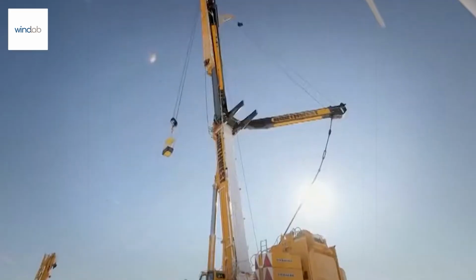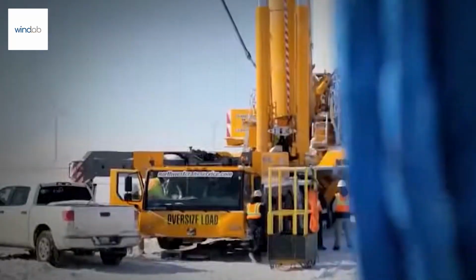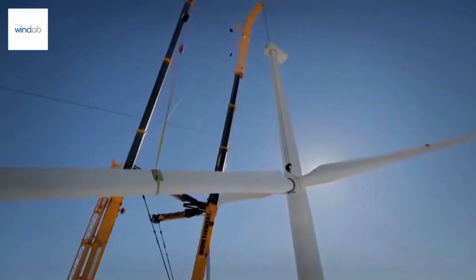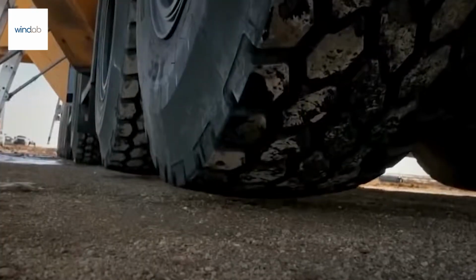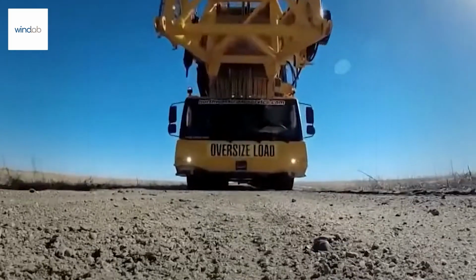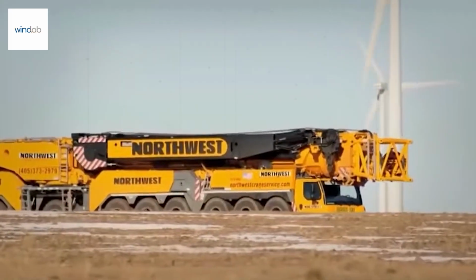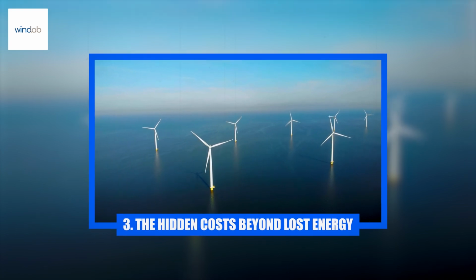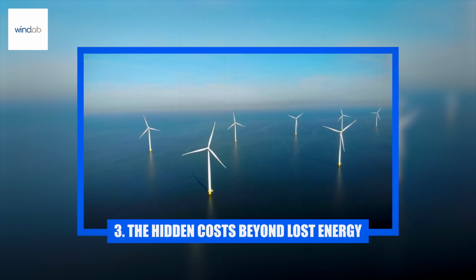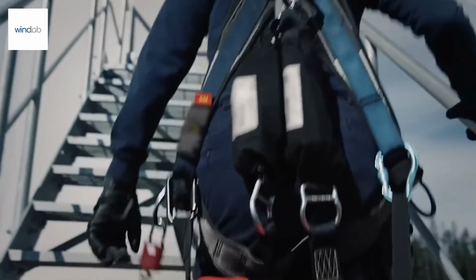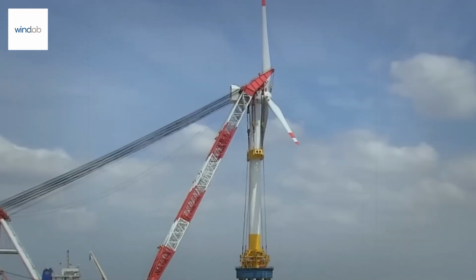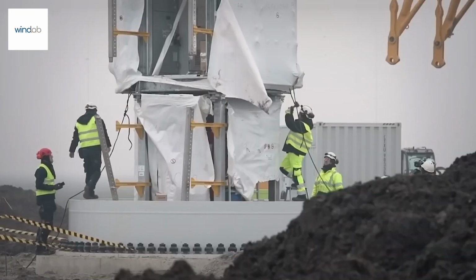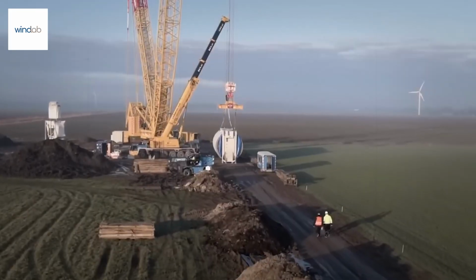The sudden loss of energy earnings may amount to hundreds of thousands of dollars if the outage lasts for many days. This is the reason why downtime, even if it is just for a short period of time, may soon become a significant financial burden for operators. 3. The hidden costs beyond lost energy. Electricity that is not used is the obvious expense. Downtime, however, comes with hidden layers of expenses that operators often fail to account for.